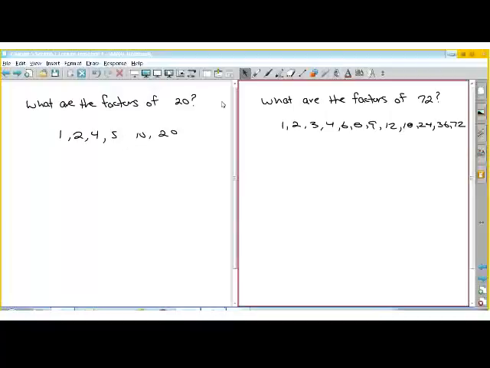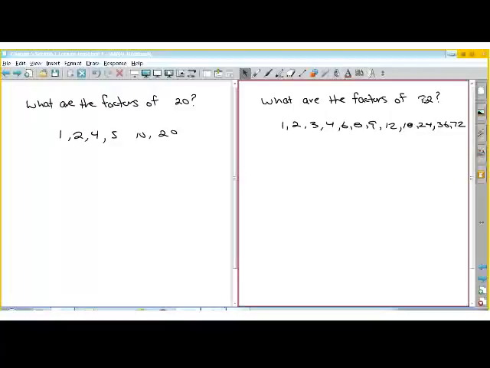And then a number that gives you a lot of factors is 72. So again, I list 1 and 72. And then I try the next larger number, which is 2. Can I divide 72 by 2? Yes. That gives me 36. Can I divide 72 by 3? Yes. That gives me 24. Then I try 4. Can I divide 72 by 4? Yes. That gives me 18.